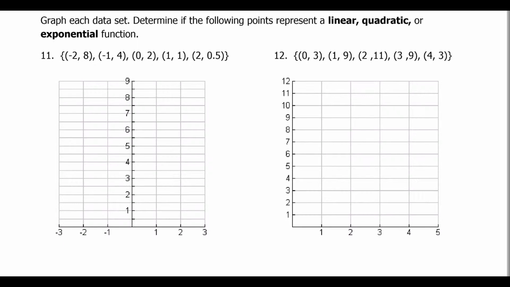Next thing, it says to graph each data set, determine if the following points represent a linear or quadratic or exponential function. Alright, so negative 2 up 8, so negative 2, 8, negative 1, 4, 0, 2, 1, 1, 2, 1 half. And if you notice, the graph kind of goes like that, and this is exponential.